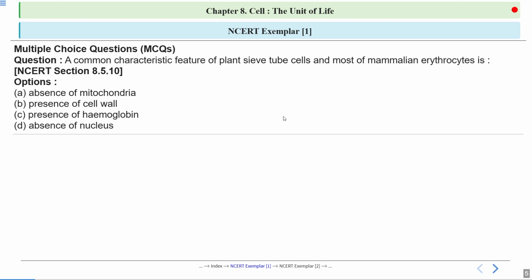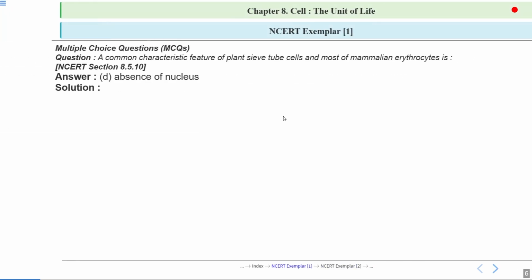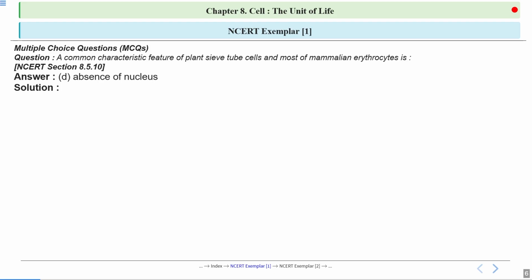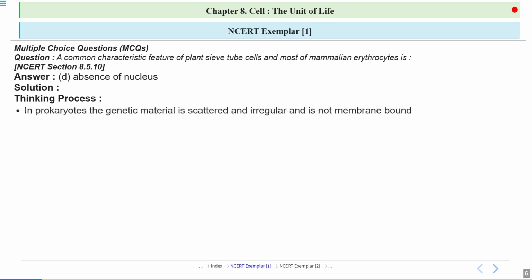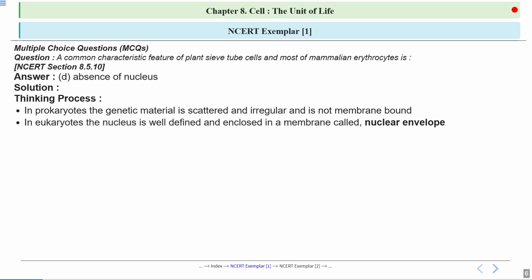Here, what would be the correct answer? Let's have a look at the answer. Okay, option number D is the correct answer here. So both of these cells lack a nucleus. Okay. So this is the thinking process. In prokaryotes, the genetic material is scattered and irregular and it is not membrane bound. In eukaryotic cell, a well-defined nucleus is present and enclosed in a membrane called nuclear envelope. So they are saying in eukaryotes, nucleus is present.